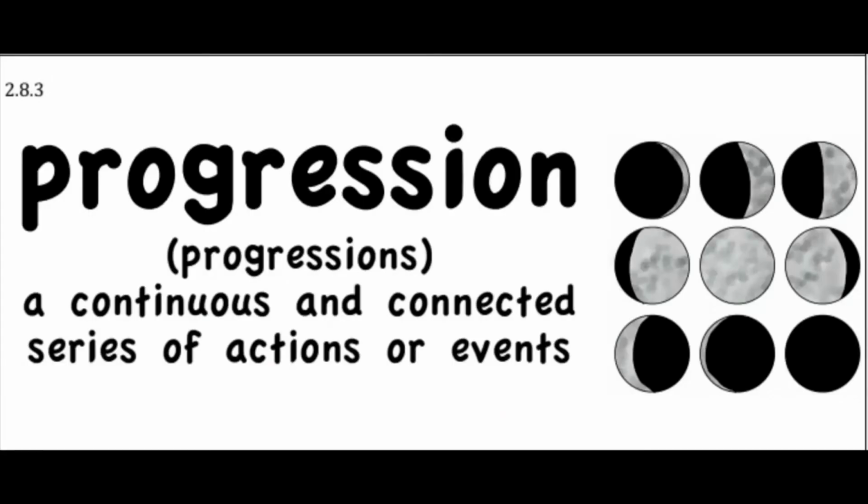Before we start our story today, we'll go over some of the vocabulary words that we will hear. One word that we will hear is progression. A progression is a series of connected actions or events. For example, the progression of the seasons from winter to spring to summer to fall and back to winter happen in a regular pattern. Another progression that happens in a regular pattern is the progression of the phases of the moon from new moon to full moon and back to a new moon again.